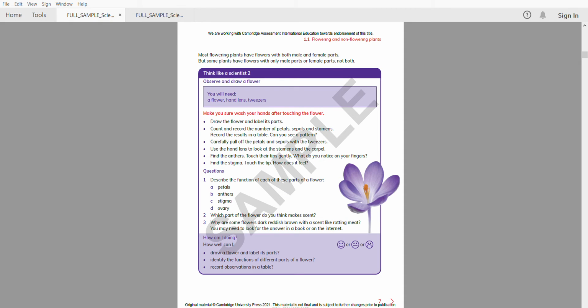One group conducted Think Like a Scientist 2, which is about observing and drawing a flower. In this particular activity, the group watched a video about dissecting a lily flower, and some of you were assigned to identify the different parts of a lily flower.